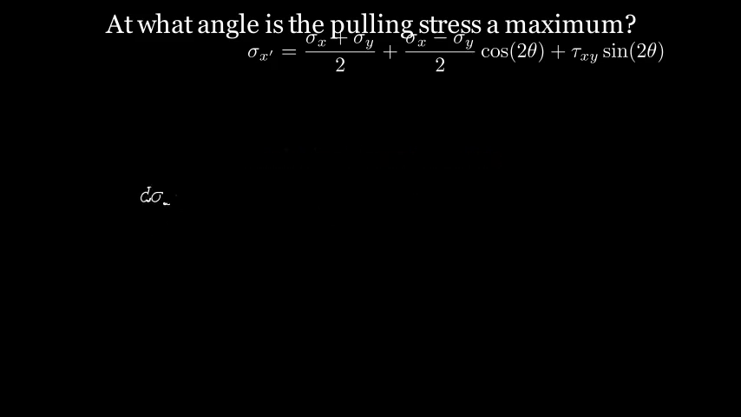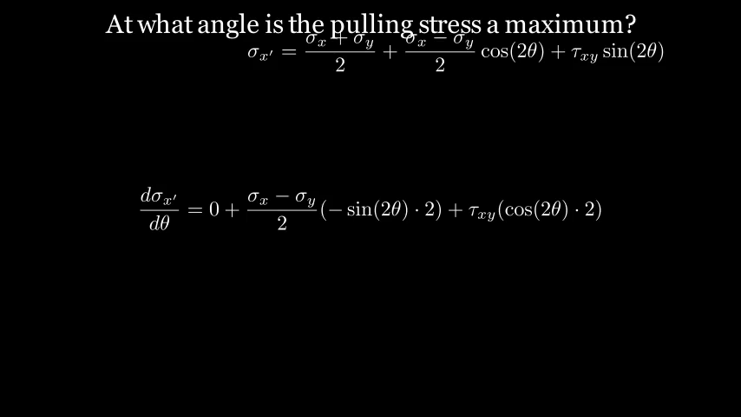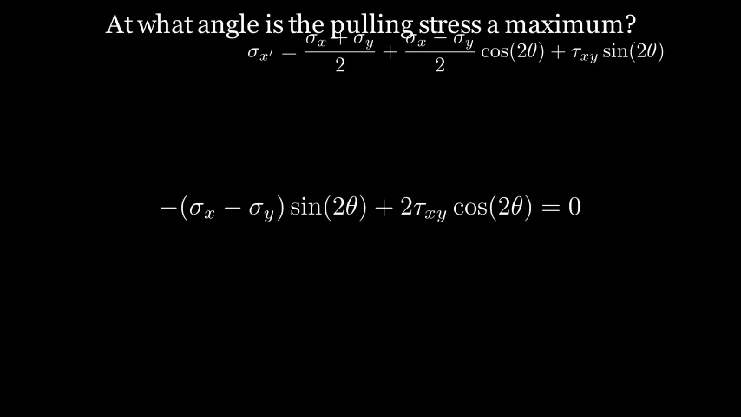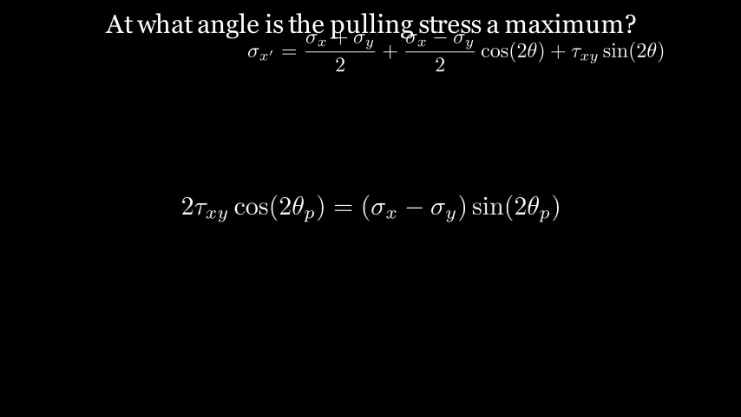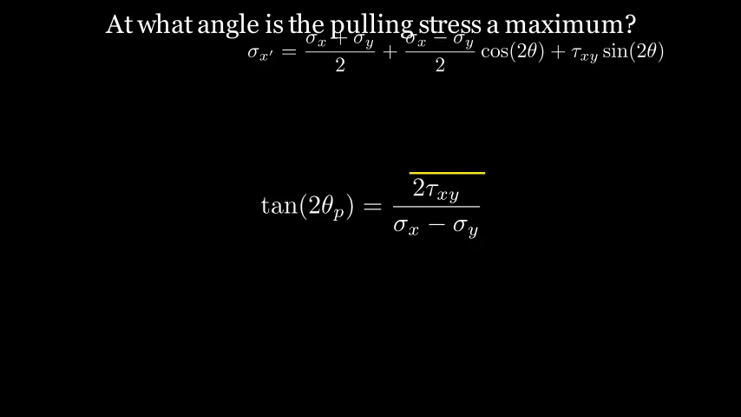The first term is a constant, so its derivative is 0. For the second term, the derivative of cosine is negative sine, and by the chain rule, a 2 comes out. For the third term, the derivative of sine is cosine, and again a 2 comes out. Setting this whole expression to 0 gives us this relationship. Now we just need to solve for the angle. We'll move one term to the other side of the equation, and if we rearrange it to get sine over cosine, we get the tangent.